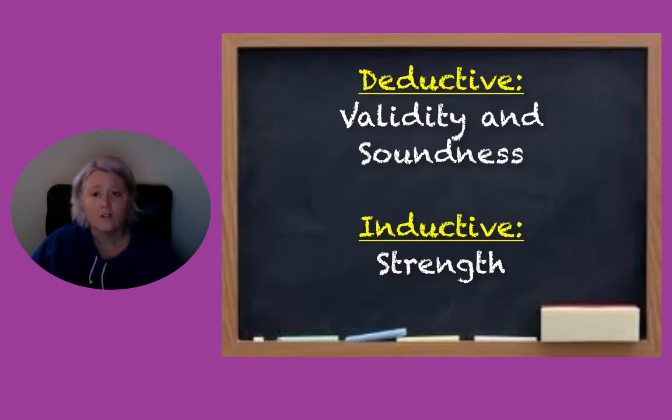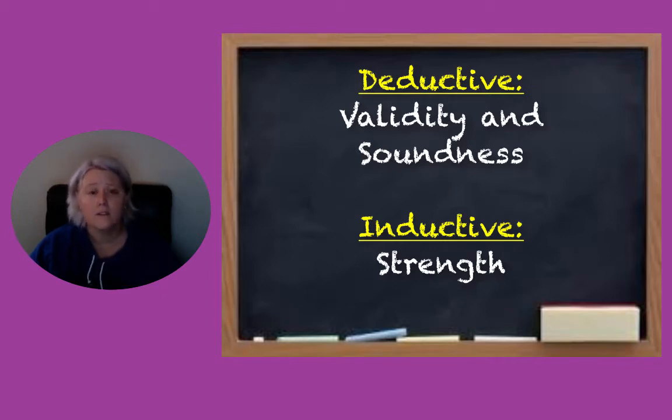Inductive arguments, however, don't have the same relationship between the premises and the conclusion. Although a deductive argument is intended to be valid, an inductive argument is not intended to be valid. Rather, the relationship between the premises and the conclusion is merely one of strength. The reasons given in support of the conclusion are meant to show that the conclusion follows more or less strongly from the reasons, but it does not follow necessarily.